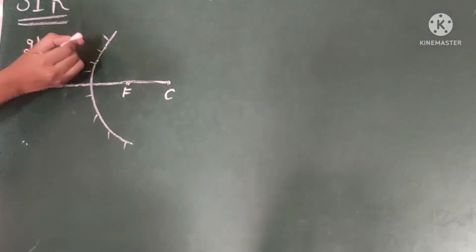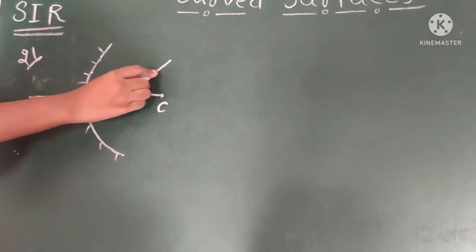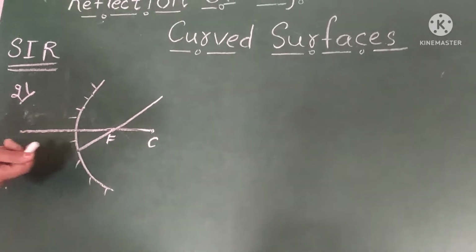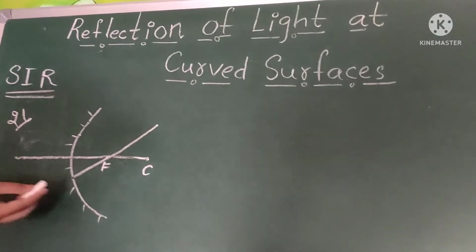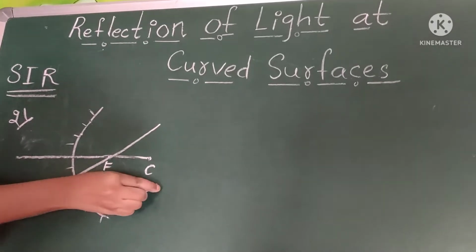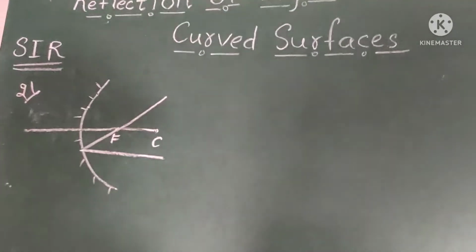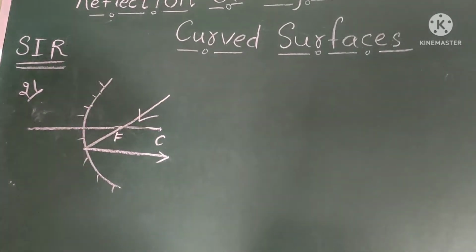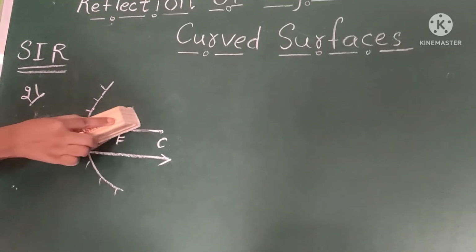So now whichever incident ray passes through a focus, then after reflection, what happens to it? It will be parallel. Yes. So whichever incident ray passes through the focus, then it will be parallel after the reflection.